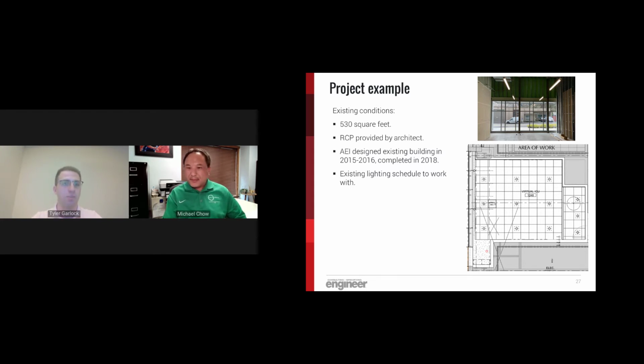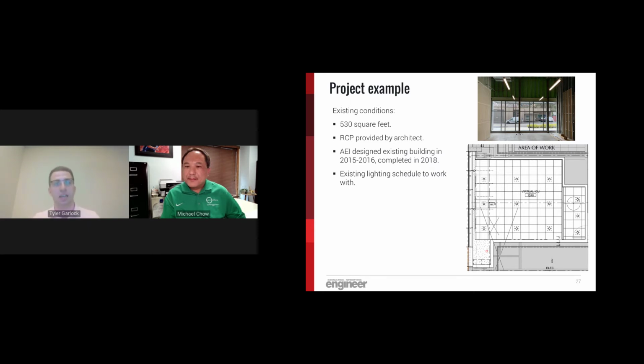So this project was a storefront shelled space within a larger healthcare facility. It was 530 square feet. The RCP was originally provided by the architect, and it was designed by our company in 2015, 2016.